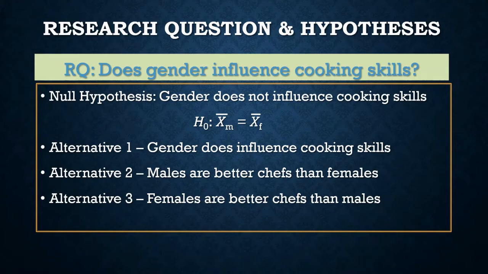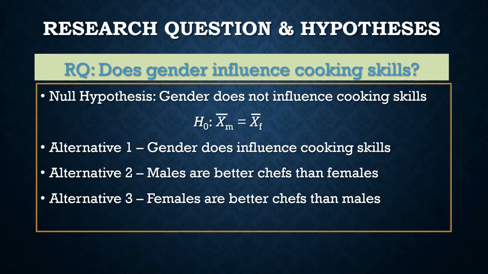Our research hypotheses, or alternative hypotheses, are alternative to the null. So if the research question is, does gender influence cooking skills? The null hypothesis is gender does not influence cooking skills. One alternative hypothesis could be that gender does influence cooking skills. Another alternative, and keep in mind when you're doing research, you would only pick one alternative. You're going to hypothesize in your research what you think the outcome will be.